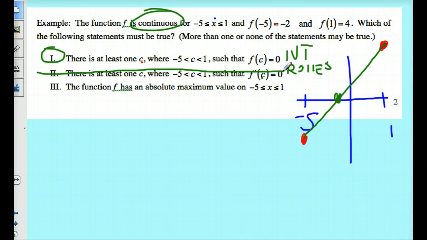And finally, it says the function f has an absolute maximum value on negative 5 less than or equal to x less than or equal to 1. If I take a look, this is a closed interval, so remember, this is where I end and this is where I start. So is there a maximum in this graph? And that has to be an absolute maximum. Well, yes, because the absolute maximum value is the highest value possible, and we notice that that happens at 1. So in this case, we can say that 1 and 3 are both true.